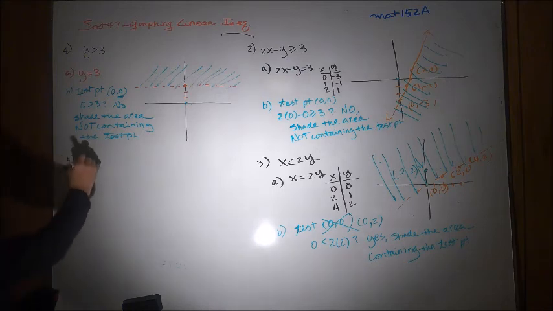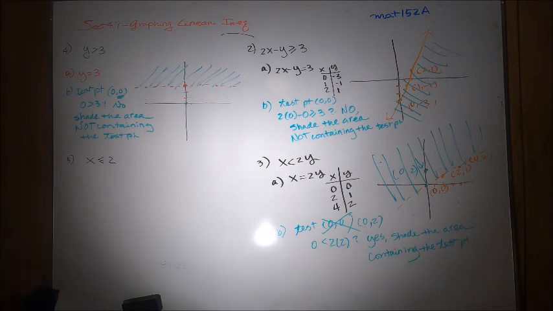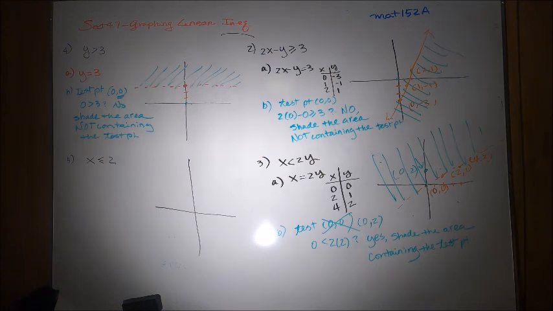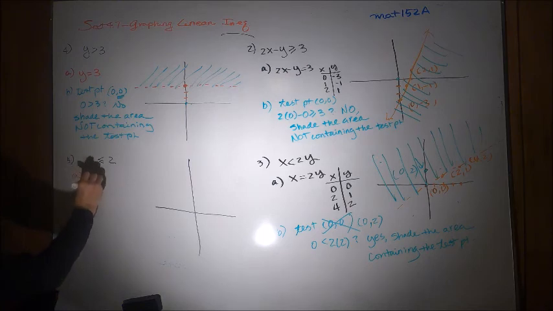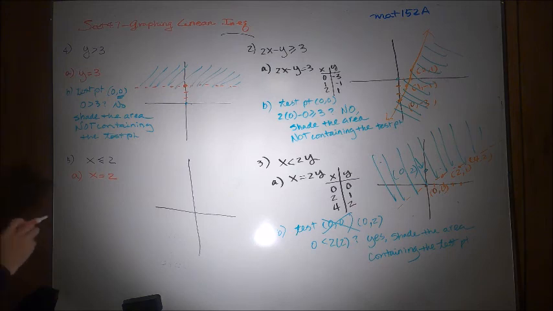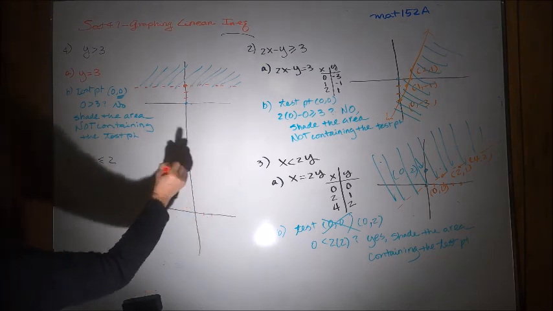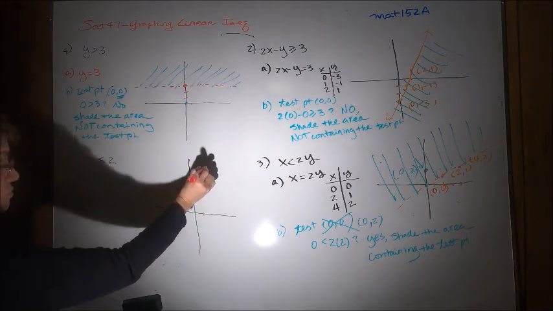Let's look at another special case, right? So, first step, find the boundary, find the border, right? X is 2. So, no y's, that means y is free up and down, so you will have what? A vertical line, right? With equal sign here, so we do a solid line.